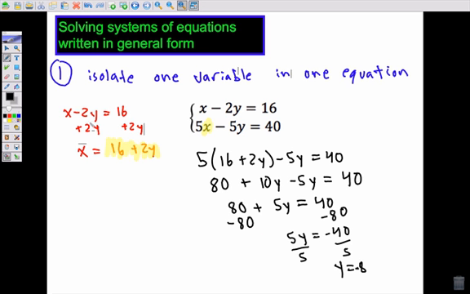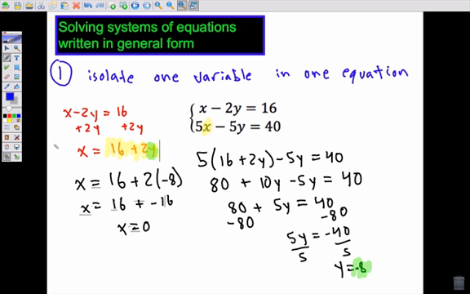Okay, so then I go ahead and take this negative 8 and substitute it back into one of these original equations, or you can sub it in right here if you want, in the y spot. That's fine. So I'm going to go ahead and do that. And I'll get x equals 16 plus 2 times negative 8, which is 16 plus negative 16, so x equals 0. So my final answer is 0 comma negative 8. Okay, and you're done from there.